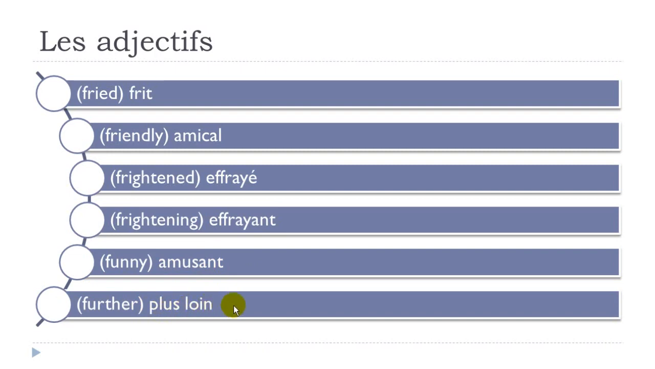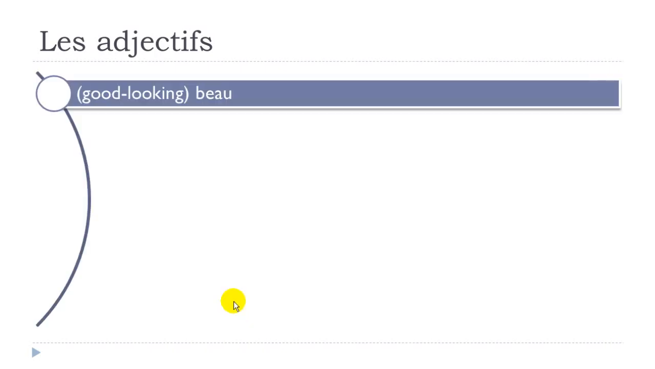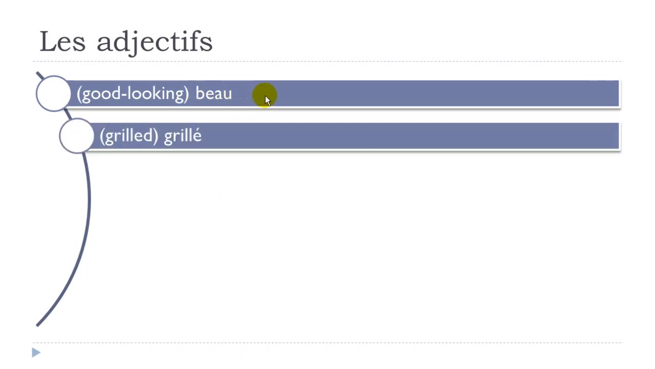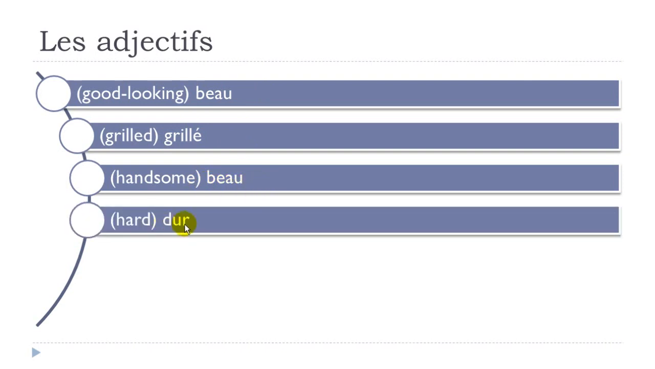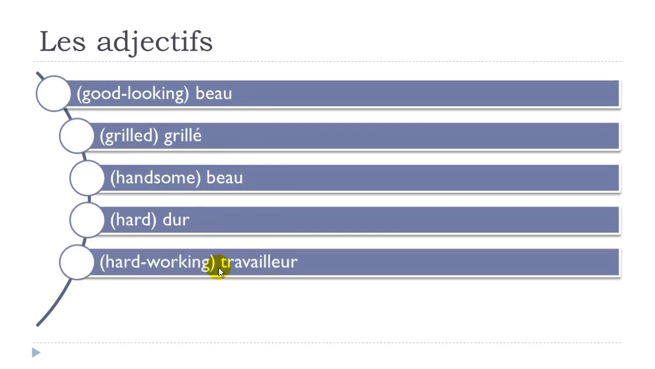Plus loin. Beau. Okay, so remember we've got this strange combination of vowels, A, U, so 3 vowels, but then phonetically it's only O. Okay, so beau. Grillé. Okay, at the end you've got this E, and then remember double L after E, y, grillé, grillé. Beau, one more time. Dur. Travailleur. Okay, remember double L, y, and then E-U-R, heure. Travailleur.